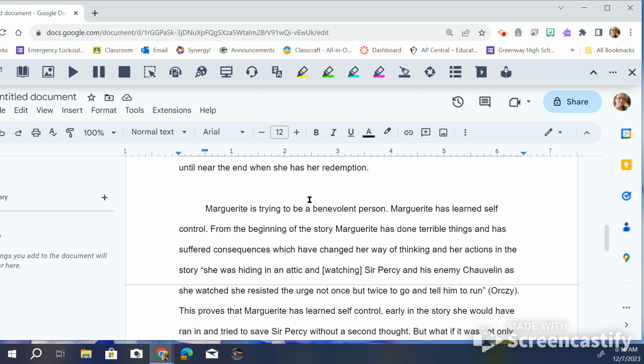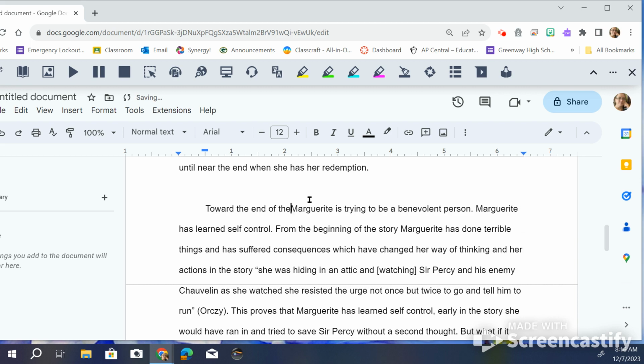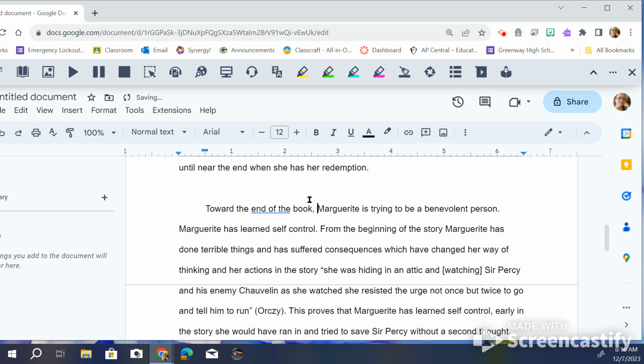Marguerite is trying to be a benevolent person. Give me a time marker. Towards the end of the book. Toward the end of the book, Marguerite is trying to be a benevolent person. Does that work? Okay.